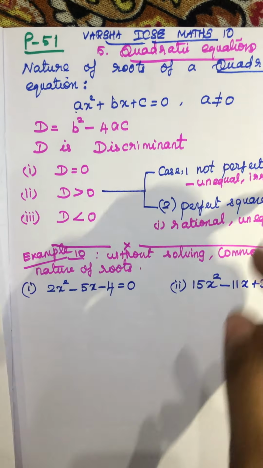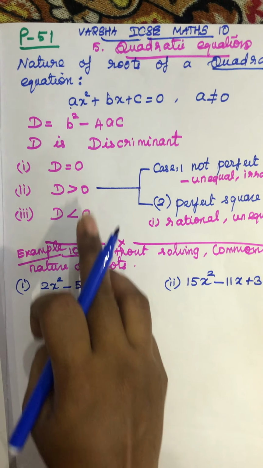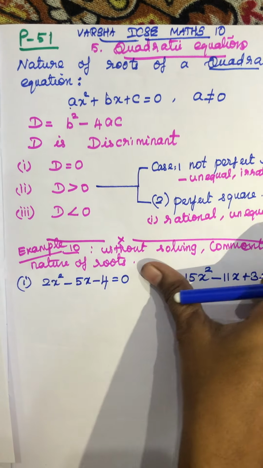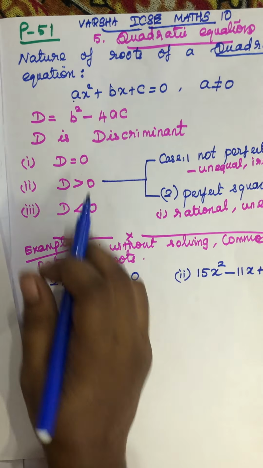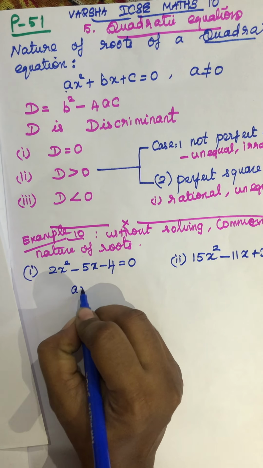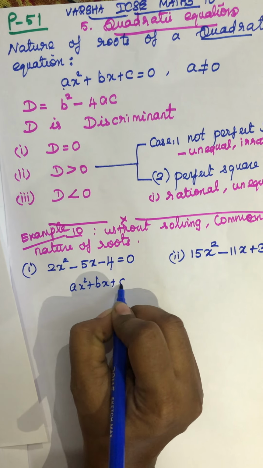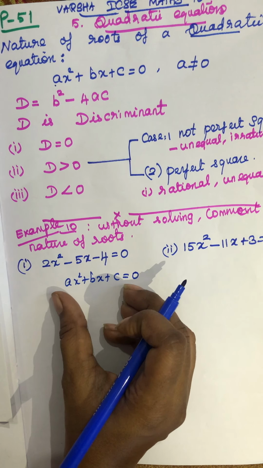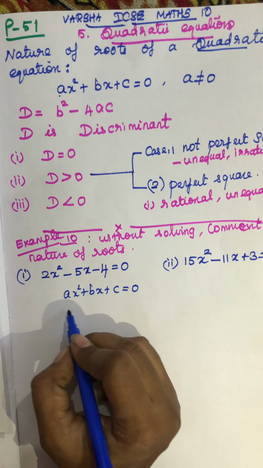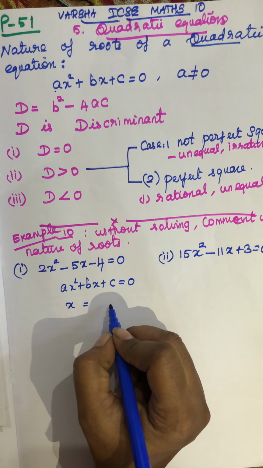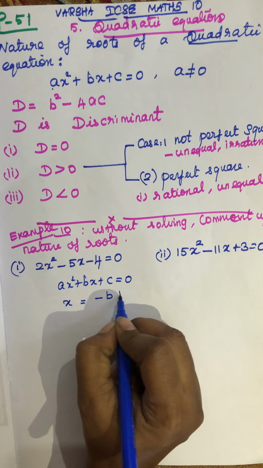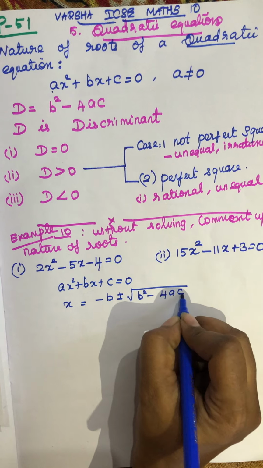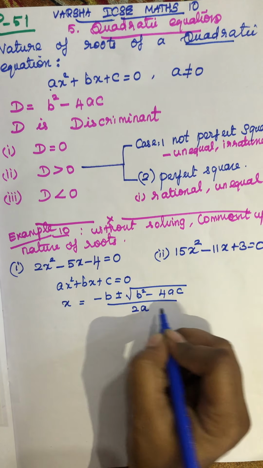Before that, how many values are there for x? How many roots, how many solutions are there? Yes, there are 2 roots. The equation ax² + bx + c = 0 has 2 roots. So what is the formula to find the value of x? That is x = (−b ± √(b² − 4ac)) / 2a.